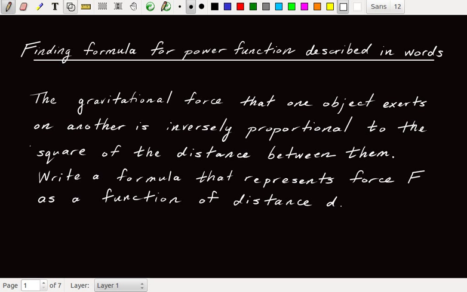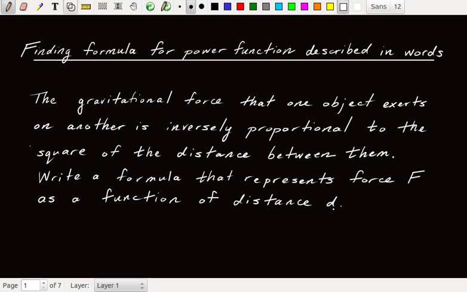I want to give some examples of situations where you want to find a formula for a power function that's described in words. Okay, here's the first example. You're told that the gravitational force that one object exerts on another is inversely proportional to the square of the distance between them. Write a formula that represents force F as a function of distance d.